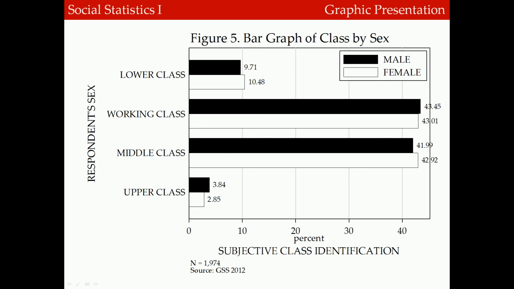So in this graph, we see class differences by sex. Men are coded in black and women are coded in white. We can see that for both, the pattern's pretty similar. The majority of cases are in the middle, either working or middle class. And the differences across men and women are pretty small and insignificant.